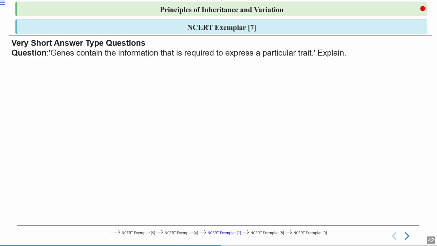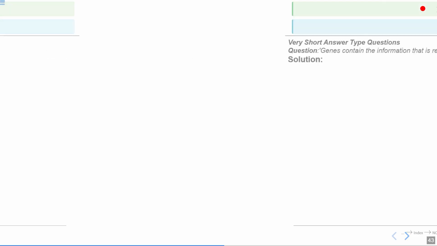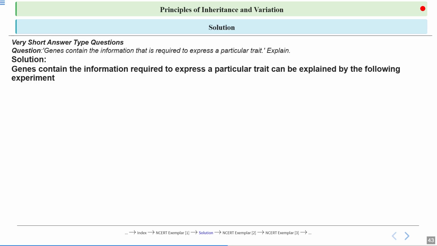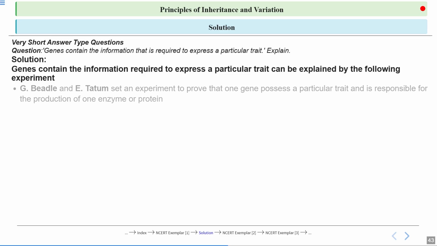The next question: genes contain the information that is required to express a particular trait. You have to explain this. So genes control a particular trait. What will be the answer for this question? Let's have a look at the answer. Now, the genes contain the information required to express a particular trait. This can be explained by the following experiment.